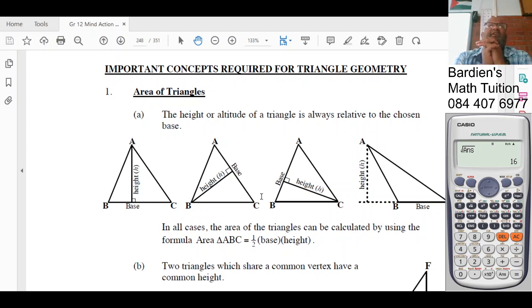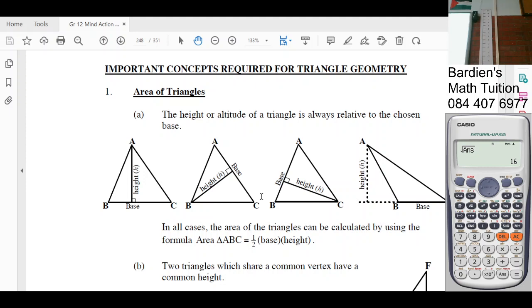The area of a triangle, how do we normally calculate it? It's half base times perpendicular height, and the height must be relative to the base. If we look at number 1, this is your base and there's your height. It's 90 degrees to the base. In the second triangle drawn, there's your base and that's your perpendicular height.